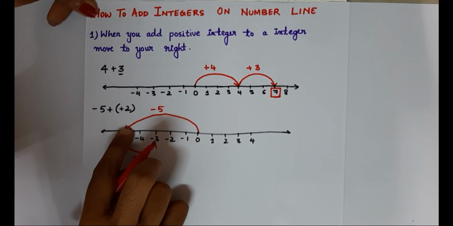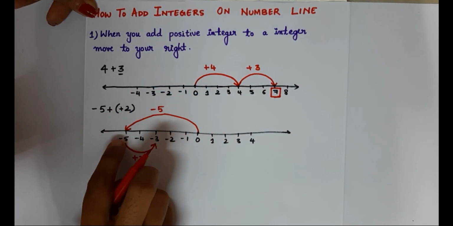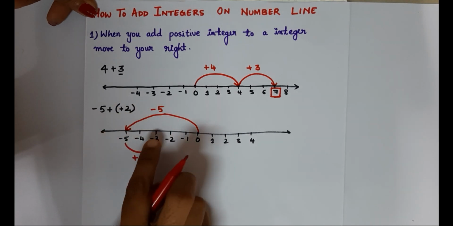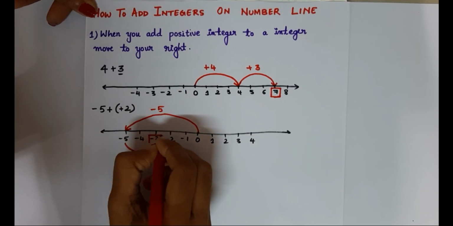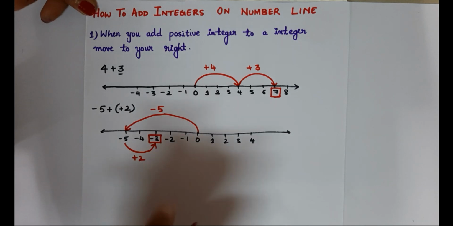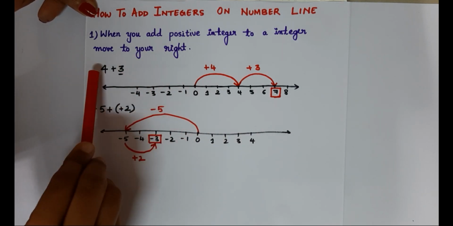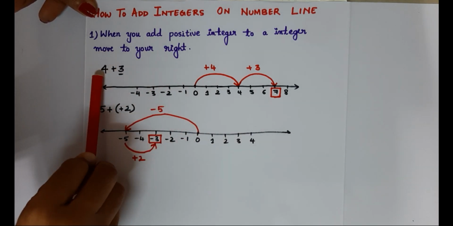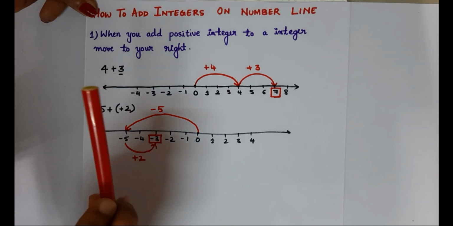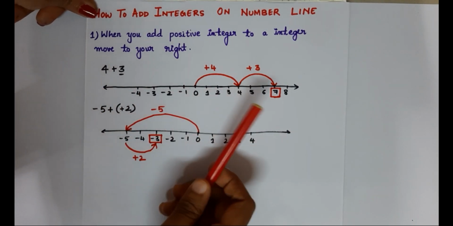So plus 2. This is minus 5, from 0 to minus 5. From there plus 2. When you add plus, you have to move to the right. So what is the answer? Minus 3. So this is the way. So when you add a positive integer to any integer, let it be a positive integer or a negative integer, we have to always move to our right.